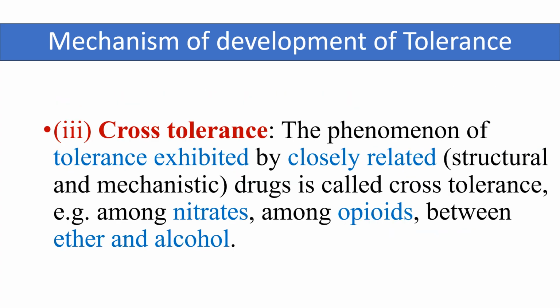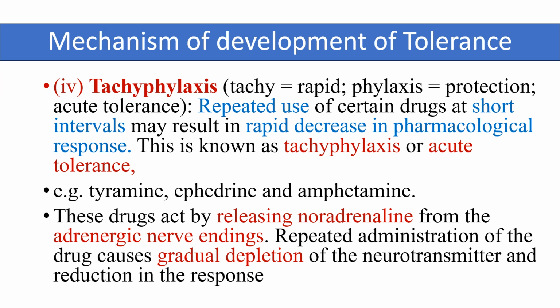Cross tolerance is the phenomenon where tolerance exhibited to closely related drugs is called cross tolerance. Among nitrates, opioids, and between ether and alcohol, cross tolerance can occur. Now, tachyphylaxis. Repeated use of a certain drug at short intervals may result in rapid development of tolerance, or rapid decrease in pharmacological response, known as tachyphylaxis or acute tolerance. Drugs like tyramine, ephedrine and amphetamine can cause tachyphylaxis. These drugs act by releasing norepinephrine from the adrenergic nerve terminal, and repeated administration can cause gradual depletion of the neurotransmitter and reduction in the response.